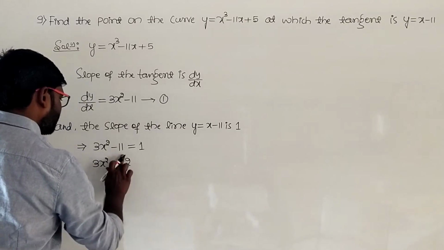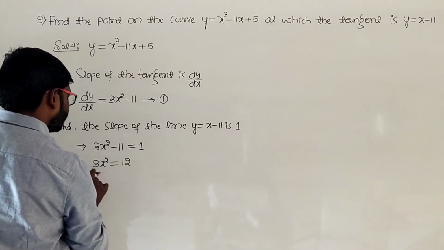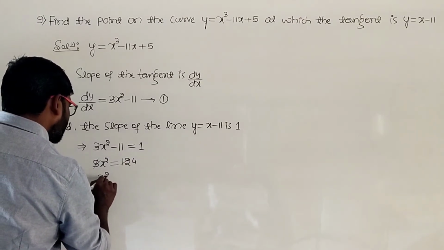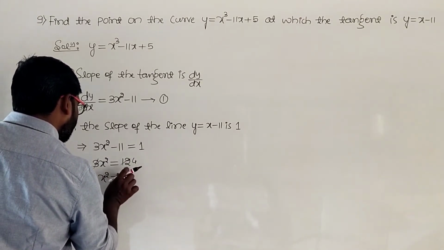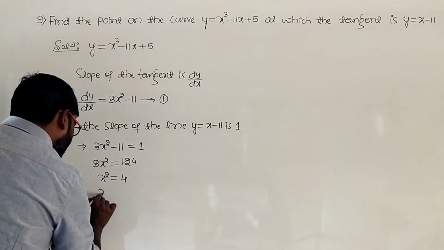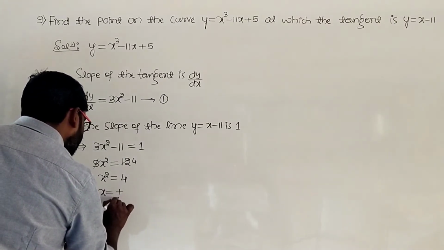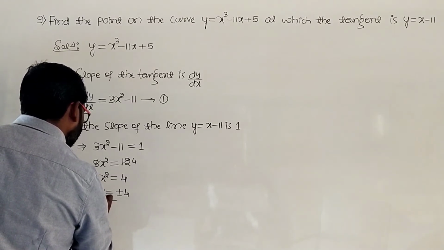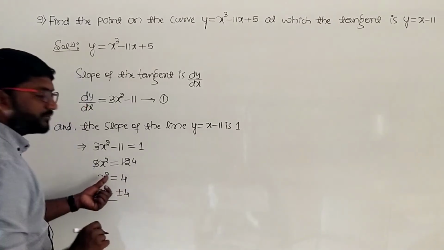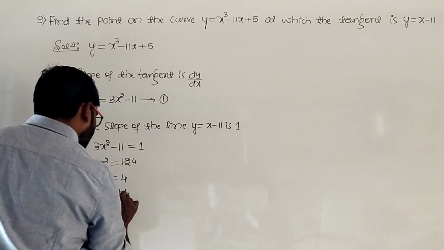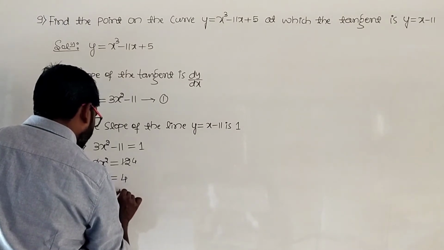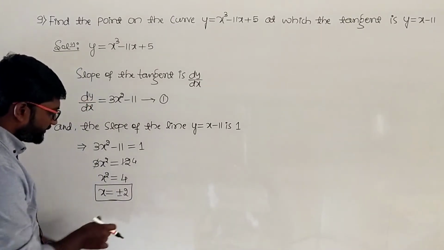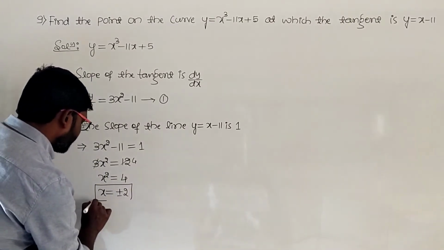So 3 fours are 12. So x square is equal to 4. X square equal to 4, x equal to plus or minus root 4, that will be plus or minus 2. So we have got the values of x.